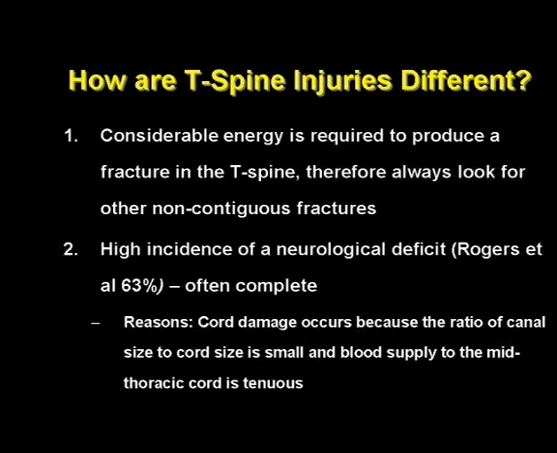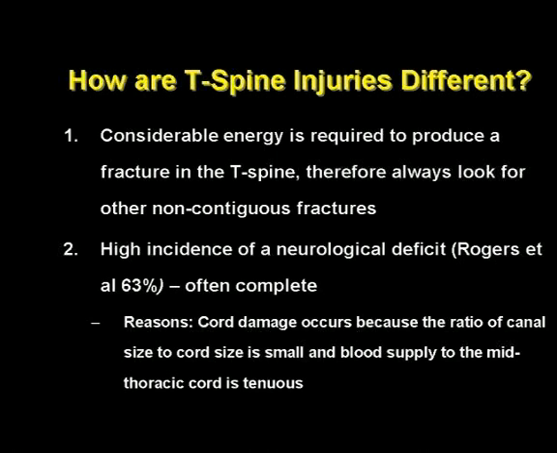Injuries of the thoracic spine are a little different from the thoraco lumbar junction. How are they different? Usually, because of its stiffness, you need considerable energy to produce a fracture or fracture dislocation. So always try to look for non-contiguous fracture. There is so much energy, so it gets dissipated to other places. So look somewhere else, and I'll show you examples of those.